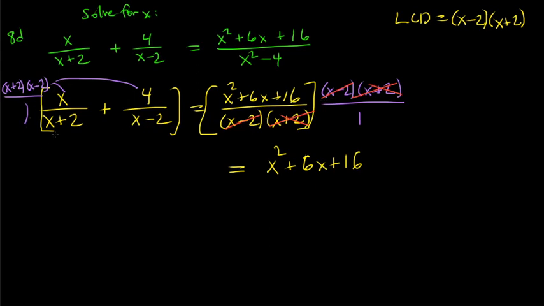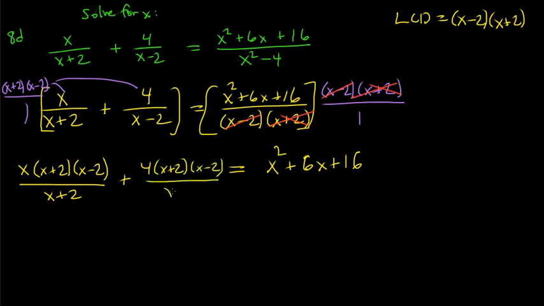On the right, however, we have to be a little more careful. This is going to be x times x plus 2 times x minus 2 all over x plus 2, and then plus 4 times x plus 2 times x minus 2, this time all over x minus 2. So kind of a mess, but notice that we can cancel something on the left as well. We can cancel the x plus 2's for the first fraction, and then the x minus 2's in the second fraction.